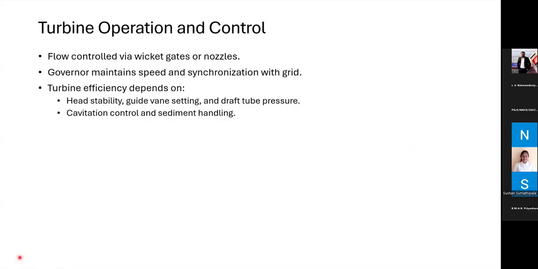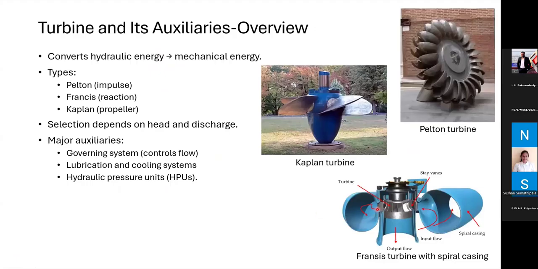The flow control: the water to the turbine is directed via wicket gates or nozzles. Nozzles are used in the Pelton turbine structure, and in the Kaplan and Francis turbines, we use wicket gates. The water coming from the penstock is fed into the spiral casing, and from the spiral casing, the water into the turbine is directed through the wicket gates, through these small gates that enclose the spiral casing.